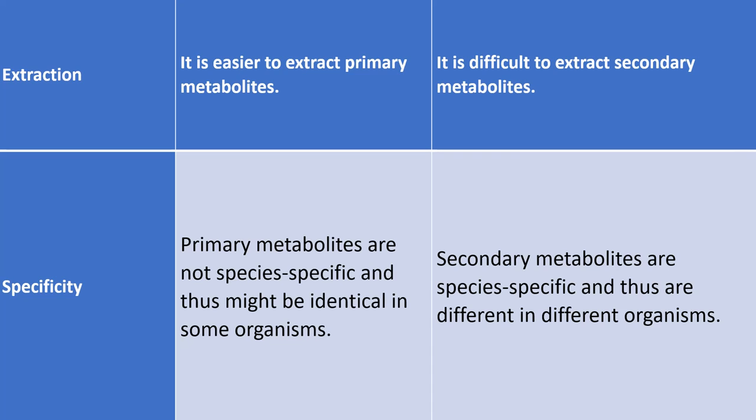Then in case of specificity, primary metabolites are not specific to species and thus might be identical in some organisms. But in case of secondary metabolites, some important antibiotics or other properties of different organisms differ from species to species. So secondary metabolites are specific to species and thus are different in different organisms. Suppose a microorganism is able to produce one type of antibiotic, then a second species of that microorganism may produce a different one. So it is specific to the species only.